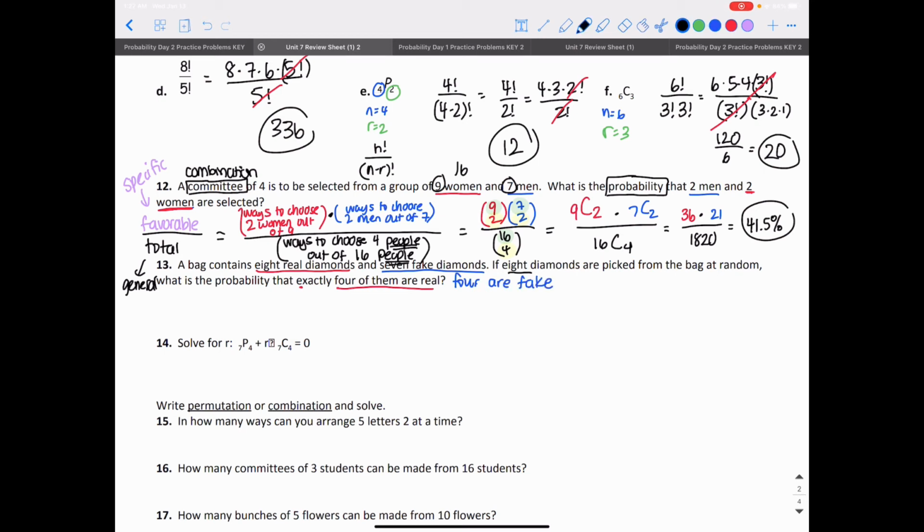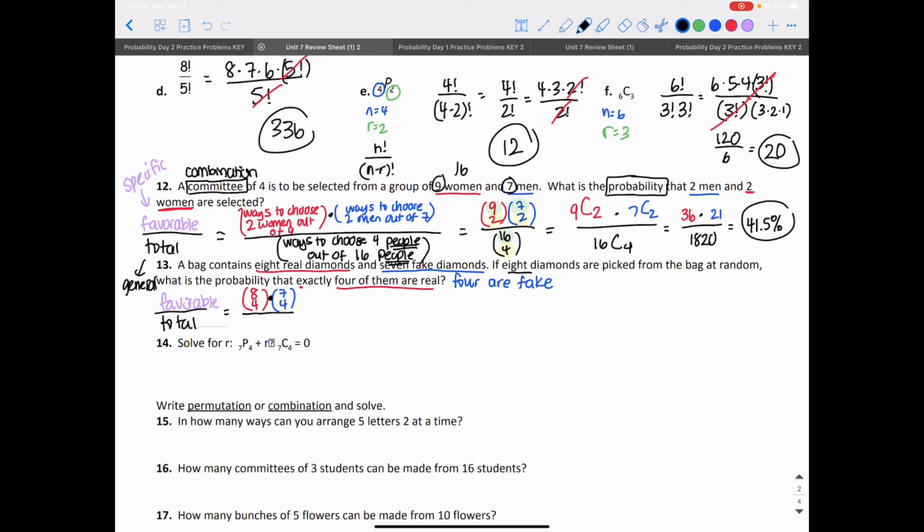I have all the information that I need now. I'm doing favorable over total. To start, I'm focusing in on the specifics. So I have 8 real diamonds to choose from, and I want to choose 4. And then for the fake, I have 7 to choose from, and I want to choose 4. I want the combination of both of these things at the same time, so I'm multiplying them together to find the total ways of choosing those 4 and 4.